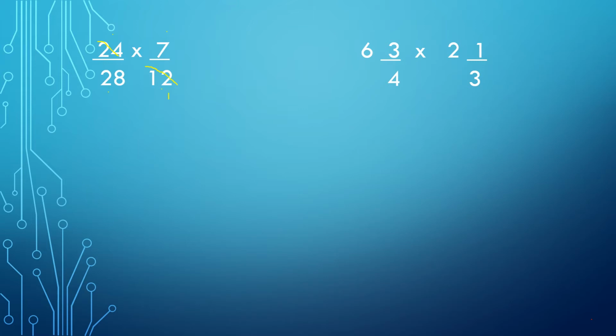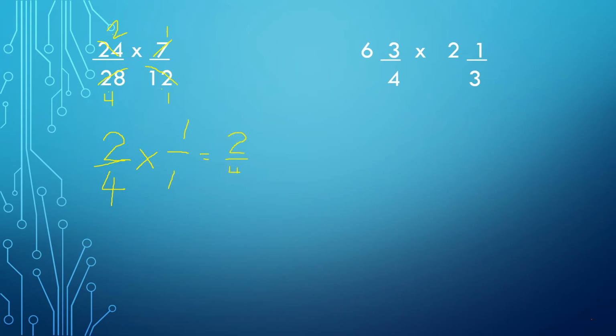12 into itself leaves us with 1. 12 into 24 leaves us with 2. I can do the same thing for 7 and 28 using 7 as the GCF. 7 into itself, 1. 7 into 28, 4. So now I have 2 over 4 times 1 over 1.